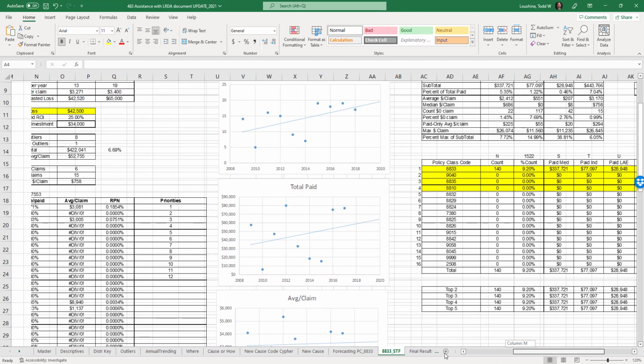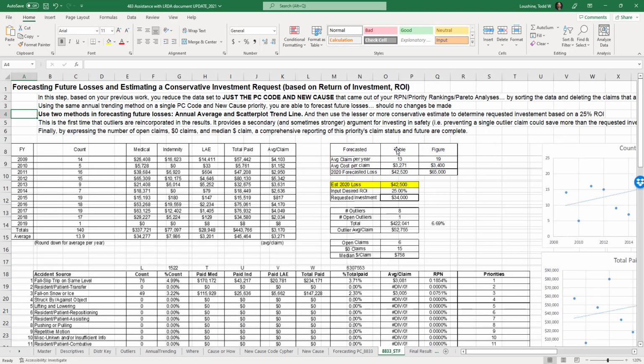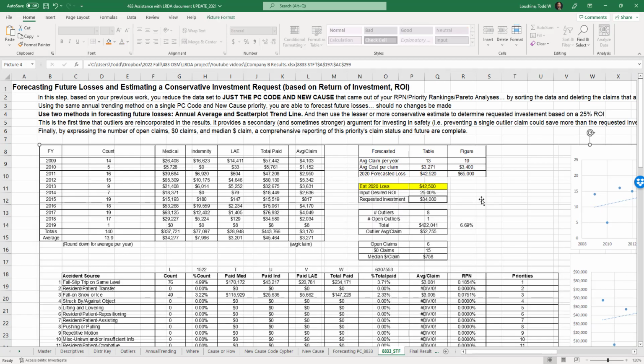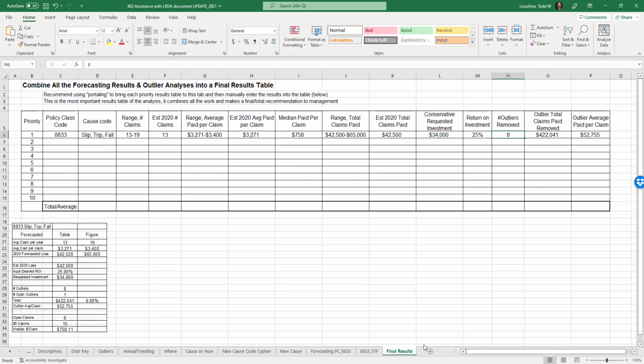And then we're going to complete this little table here. And then the last thing we're going to do is this is our final results. We're going to copy and paste these tables and then manually enter them into this final table here. We've got the location. This will either be policy, class code, location number, or jurisdiction. The cause code will be the cause code because it gave it to us.